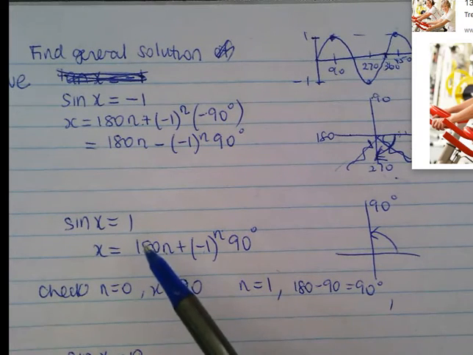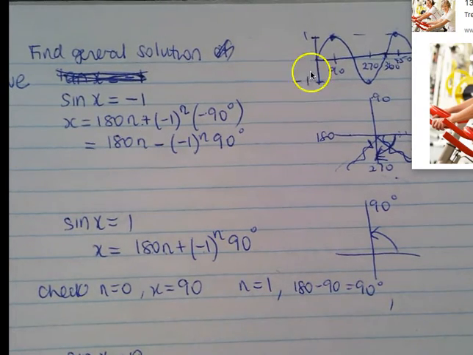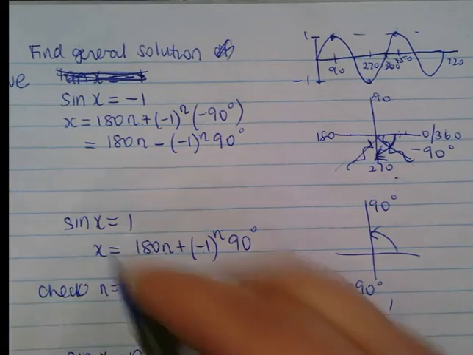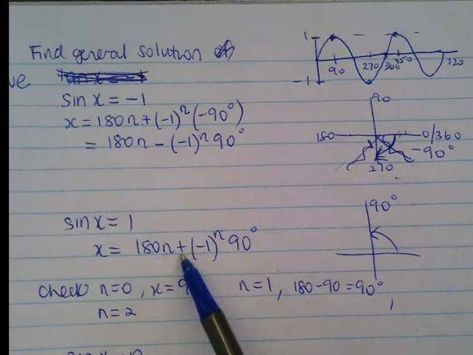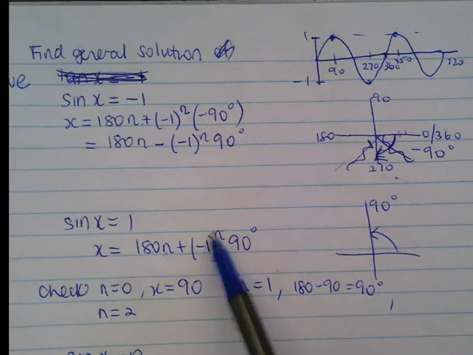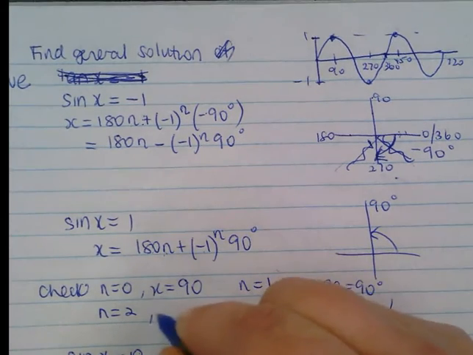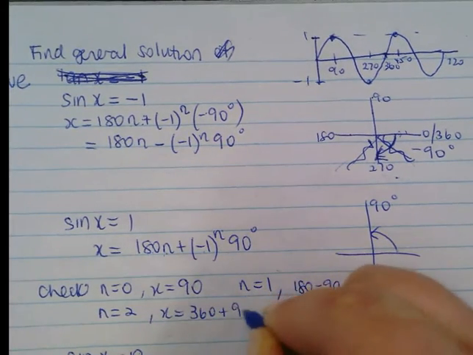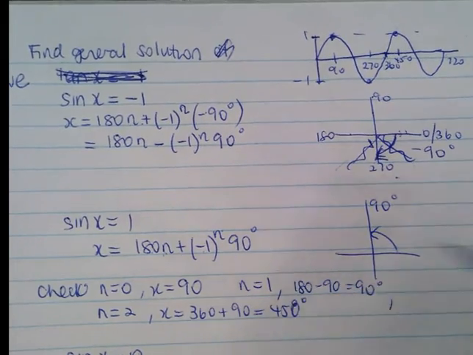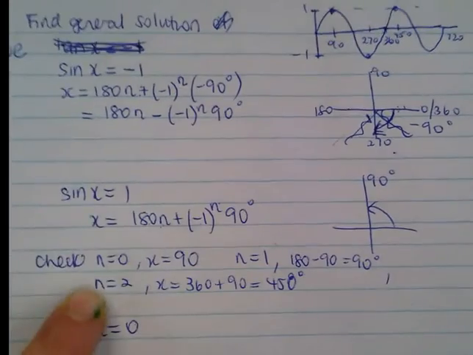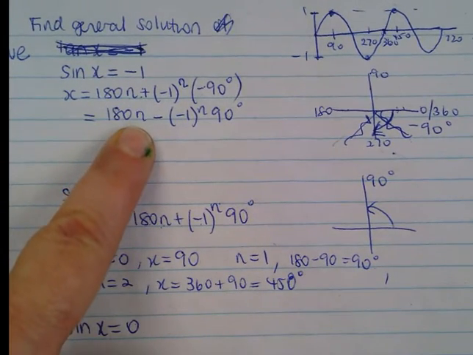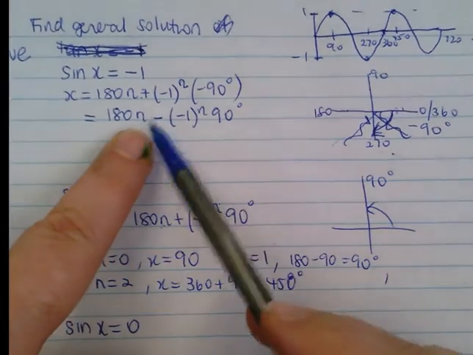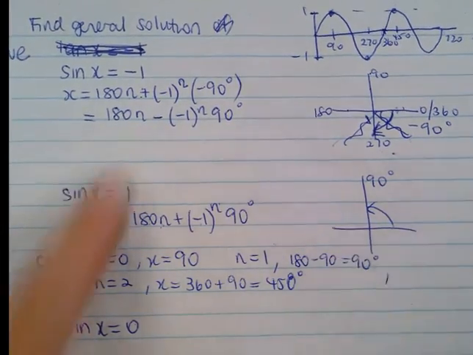But what about when n is 2? When n is 0 and when n is 1, I get 90, so let's have a look when n is 2. What do you get? 360 plus, what's (-1) squared? 1. 360 plus 90. Yeah, 360 plus 90 is 450. So that just shows that, yes, it's correct, all right? And I could do the same for sine x is -1. I could substitute n is 0, n is 1, n is 2, and so on, to see the solutions.